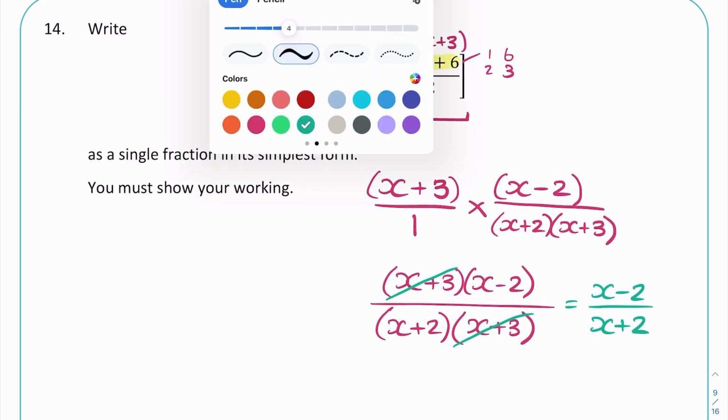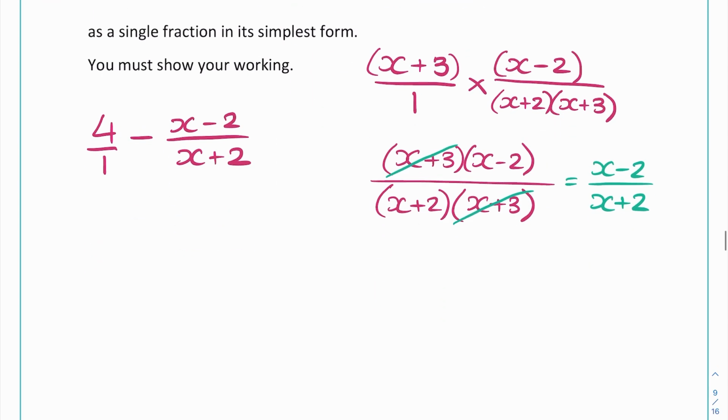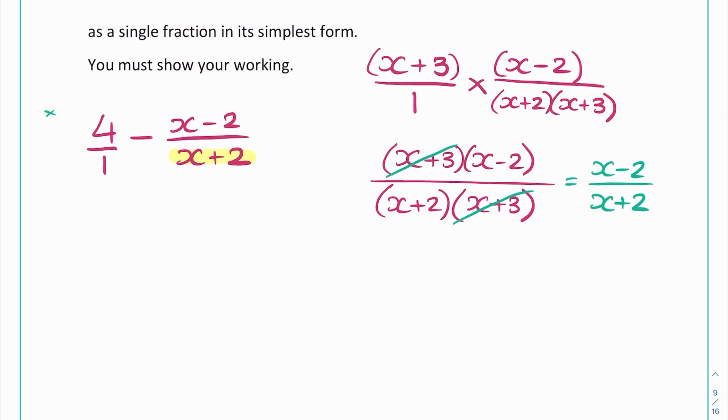Now we need to go back and take that away from 4. So if I write up what we've got now, we've got 4 take away (x − 2)/(x + 2). Again, I'm going to take the same approach and write this as 4 over 1. We know when we're adding and subtracting fractions, we need a common denominator. So if I make the common denominator x + 2, that just means I need to multiply the left, top and bottom, by x + 2.